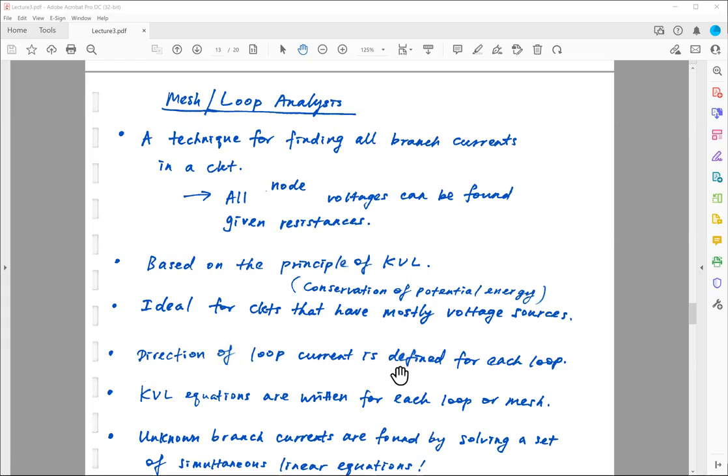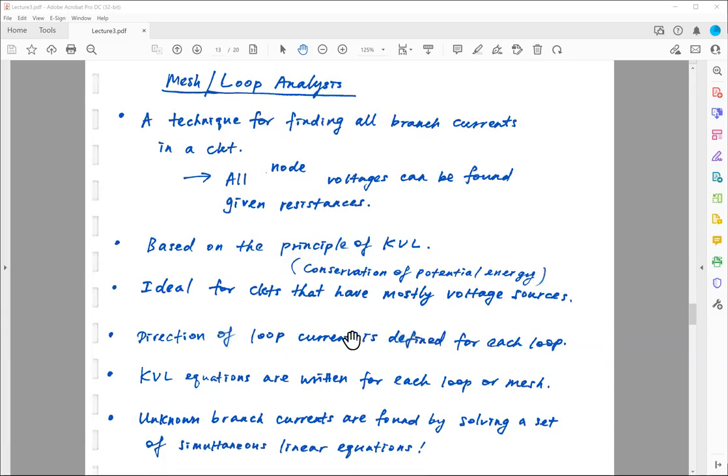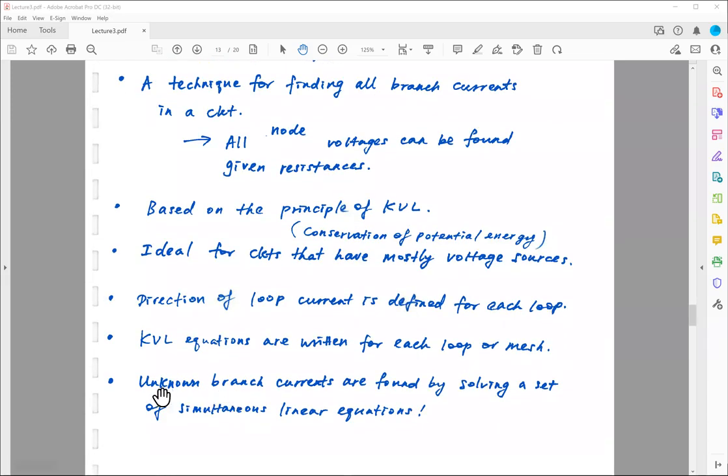Direction of the loop current is also defined for each loop. KVL equations are written for each loop and mesh. Finally, unknown branch currents are found by solving a set of simultaneous linear equations.